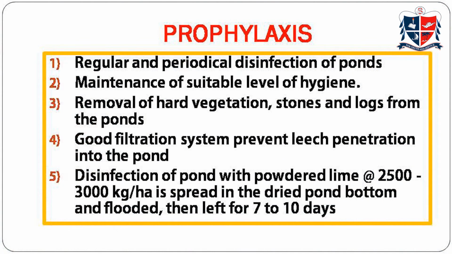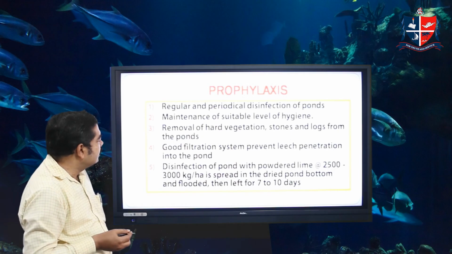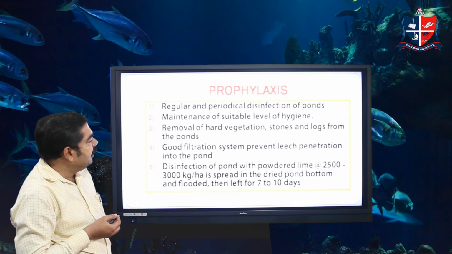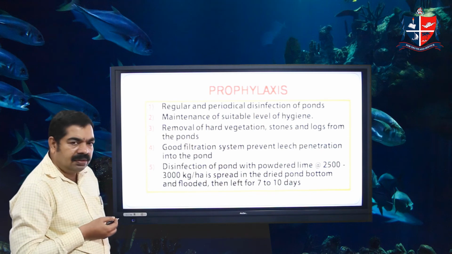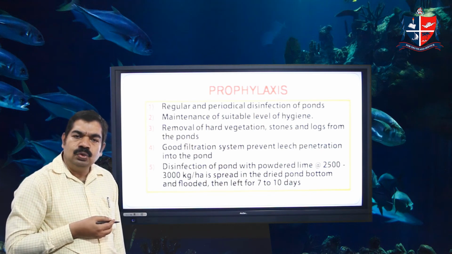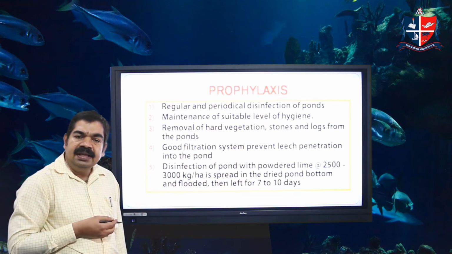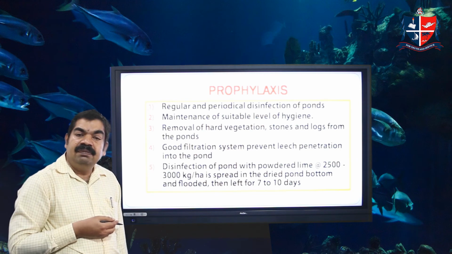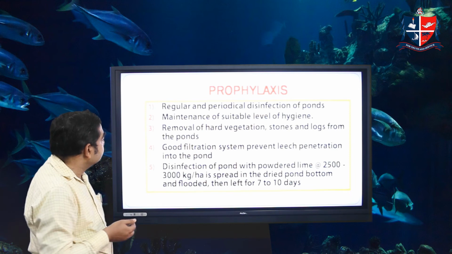What are the prophylaxis we have to take against the leech infection? The first prophylaxis is regular and periodical disinfection of the pond. So the pond hygiene is very, very important. We have to care for the pond and clean the pond at regular intervals. Otherwise, the unhygienic condition of the pond will favor the reproduction of leeches.